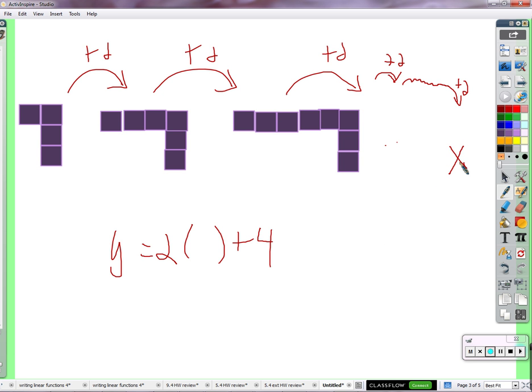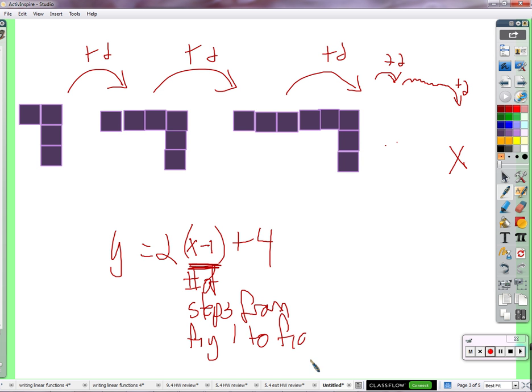If I give you x, what are you going to do with that number x, whether it's 77 or 84 or whatever? What are you going to do with that number? Minus 1. So we're going to take the number that's given and minus 1. Because this counts the number of steps from figure 1 to figure x. It's one fewer than the figure number.